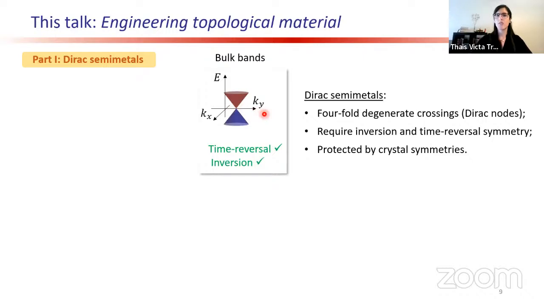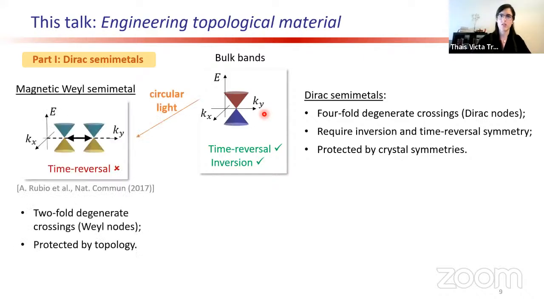So what happens now if we break one of these symmetries? In particular, what if we apply circularly polarized light to, again, break time reversal symmetry? In this case, it was shown theoretically that circularly polarized light, when shined on the system, will split this Dirac cone into two other cones that are now called Weyl cones. The points where the valence and conduction bands cross are now called Weyl nodes, and they are twofold degenerate. They are not protected by symmetry, but by topology, which is a strong protection in the sense that these nodes always come in pairs. If you want to get rid of them, you have to annihilate one with the other.